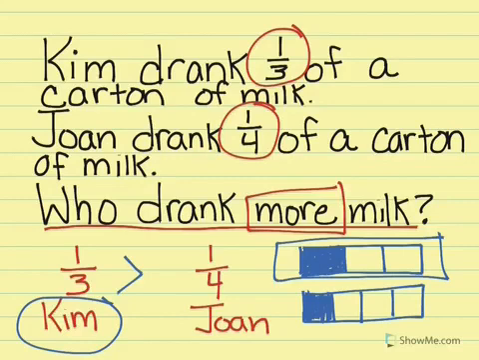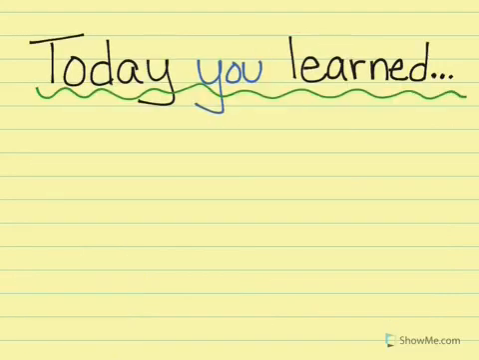Another trick when comparing fractions is the fraction with the smaller denominator is the bigger fraction if there's a 1 on the top. 1/3 is about 33%. 1/4 is about 25%. So 1/3 would be bigger, which means Kim actually drank more milk.